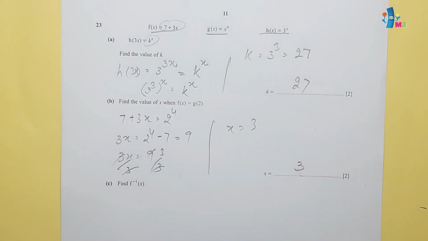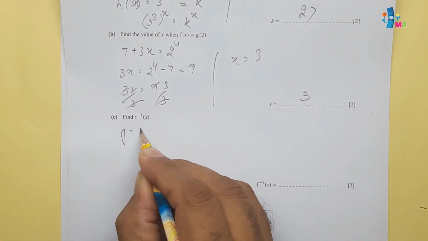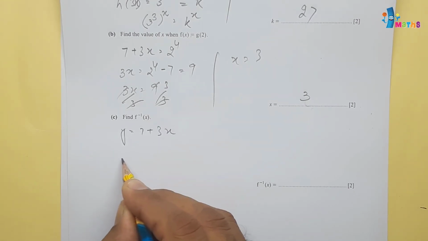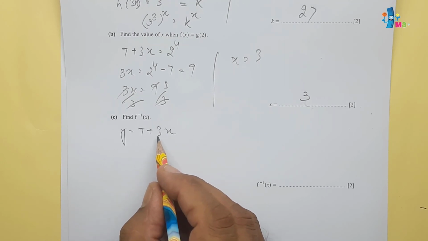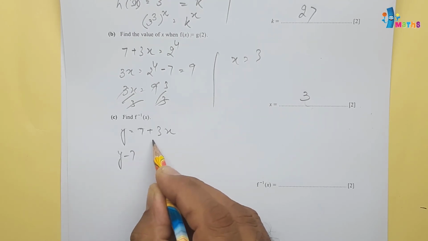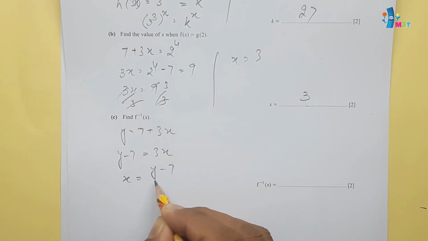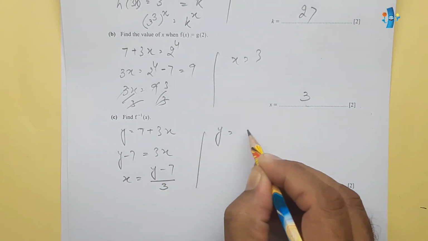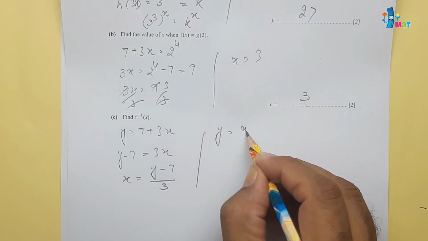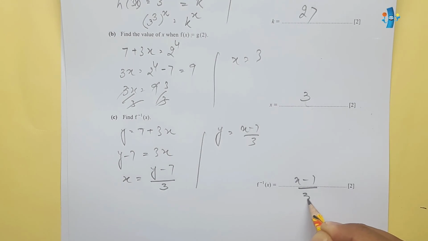Now f inverse of x we have to find, and for f inverse of x we will take f of x is equal to y, which is 7 plus 3x. So now we can shift 7 to this side, so y minus 7 is equal to 3x. So x will be equal to y minus 7 divided by 3. Now we can swap x and y, so y will be equal to x minus 7 over 3, which is our answer, x minus 7 over 3.